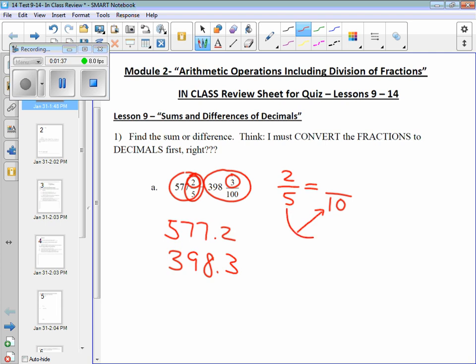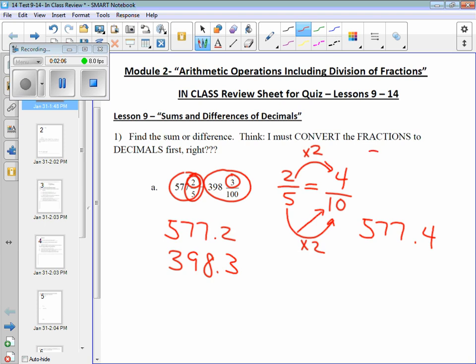So we use the leap method here. We realize we're multiplying by 2. And that's going to now give us a numerator of 4. And then from 4/10 we can convert 4/10 into the decimal 0.4. So, therefore, 577 and 2/5 is 577.4.